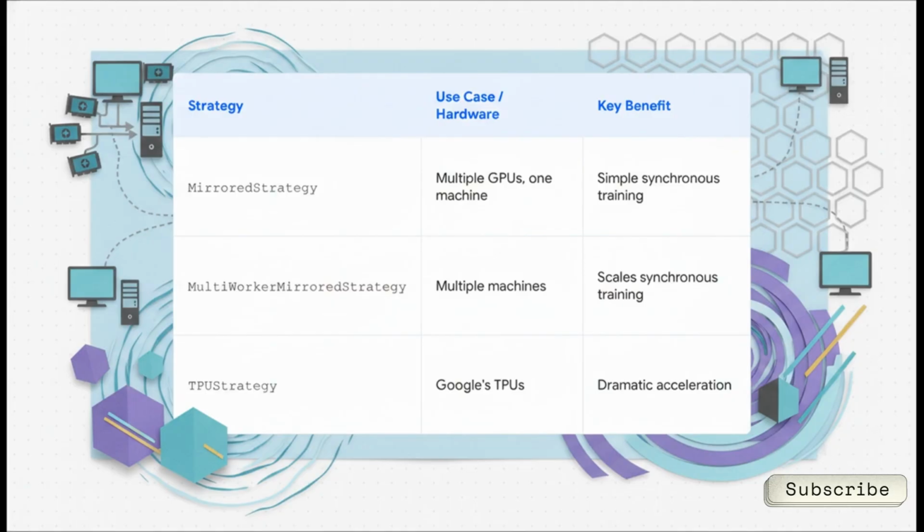If you have one machine, but with a bunch of GPUs in it, mirrored strategy is your go-to. It's super simple. If you have multiple machines, each with GPUs, then you'll want multi-worker mirrored strategy. And if you're lucky enough to work with Google's TPUs, TPU strategy is what you'll use for a ridiculous speedup. The whole point is, there's a strategy for whatever hardware you've got.